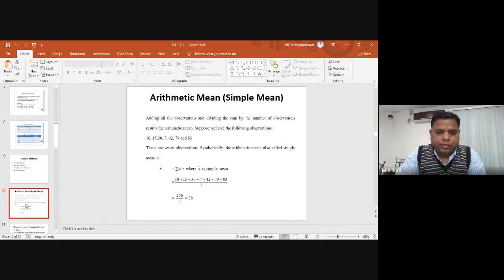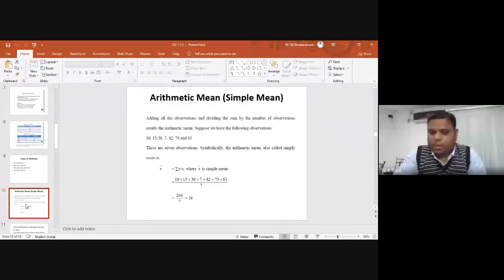To calculate the simple mean, you just add all the observations, that means 10 plus 15 plus 37 plus 42 plus 79 plus 83, divided by 7. If you add all 7 observations, that equals 266, and n stands for the number of observations, that is 7, so that equals 38. So here the simple mean equals 38.